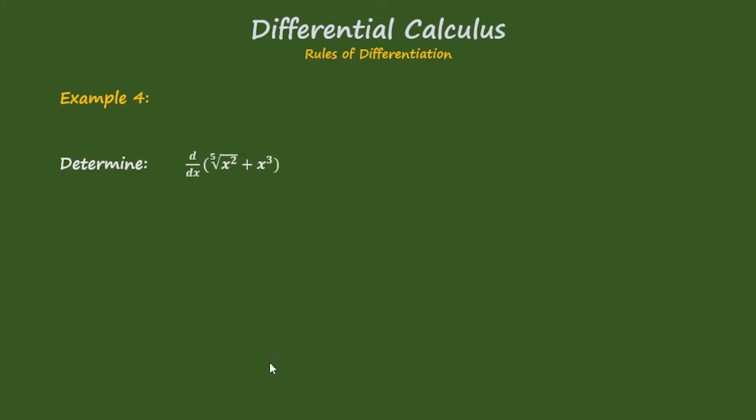Let us now do the last example, where we've been given the fifth root of x squared plus x to the power 3, and we are required to determine the derivative of this. First thing, simplify, then find the derivative.